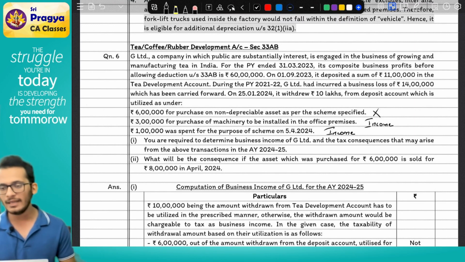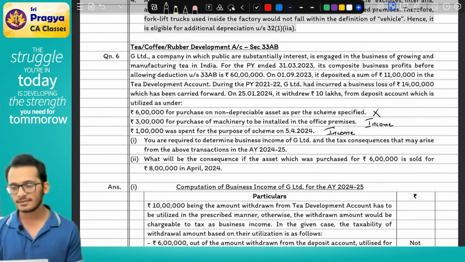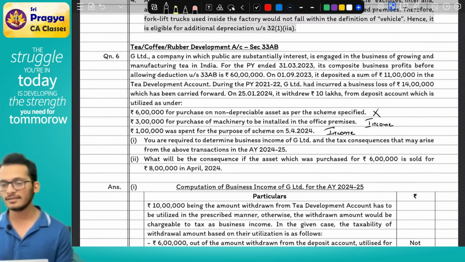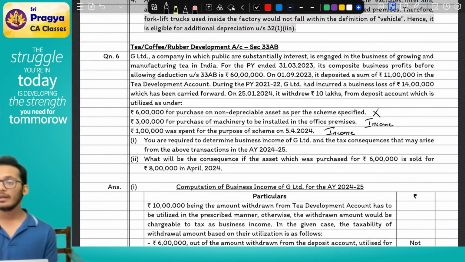I told you, any asset which you purchase, you have to hold it for a period of 8 years. The person has sold it in the next year itself. In that case, what will happen? The deduction which you claimed earlier will become income.